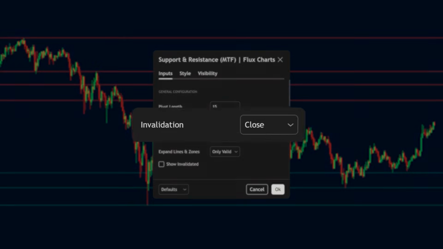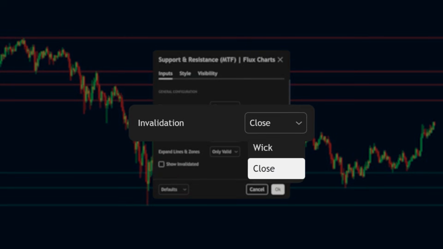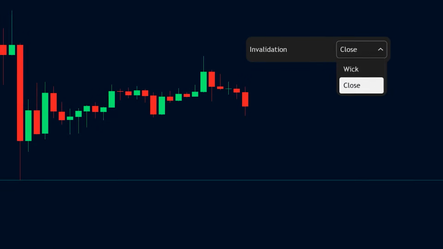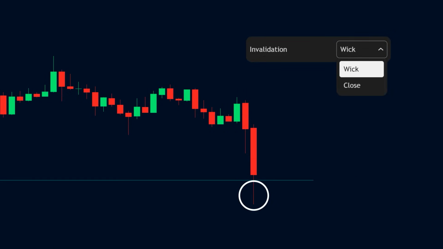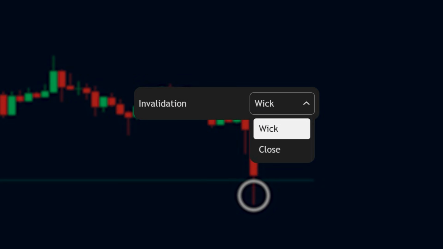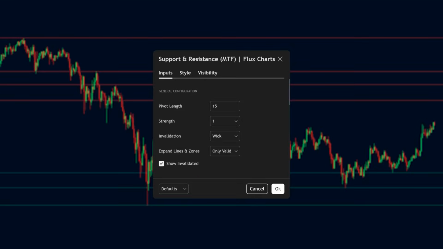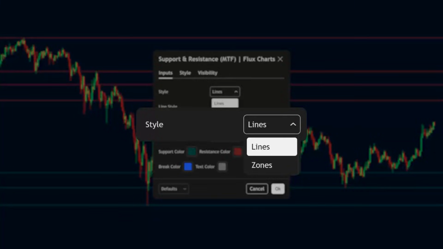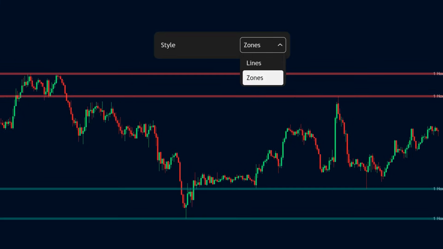Next is the invalidation method. You can choose between close or wick. With close selected, price must close beyond a level to invalidate it. With wick selected, any wick beyond the level invalidates it immediately. This lets you control how strict the indicator is. Now scroll down to the style section. Here you can choose between having levels plotted as lines or zones. If you select zone, the level will be transformed into a zone.